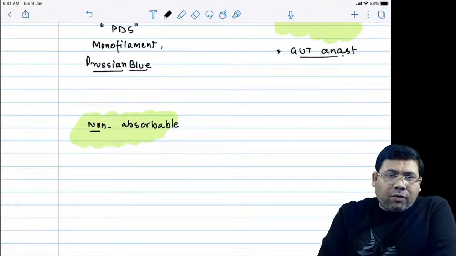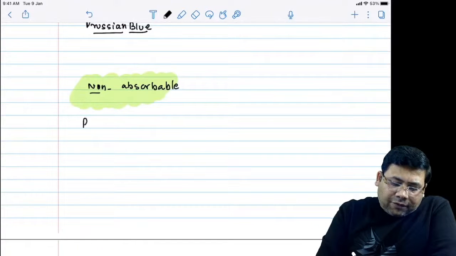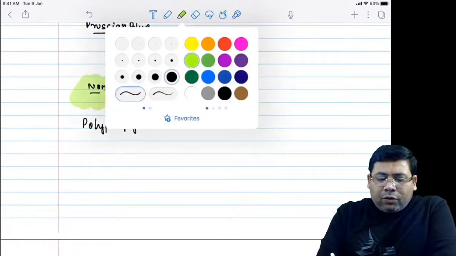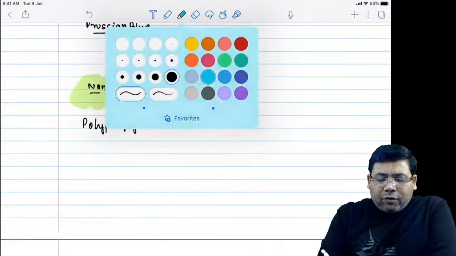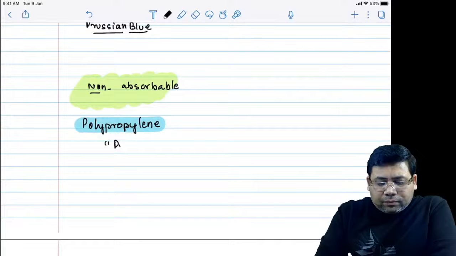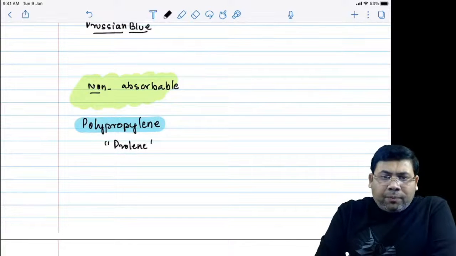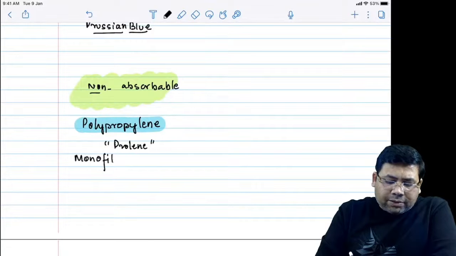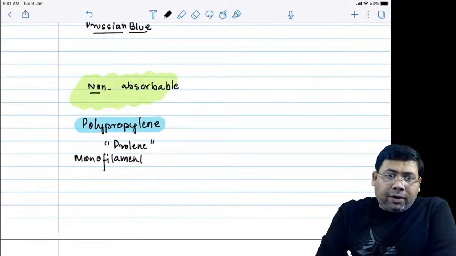Next we have one more suture category which is non-absorbable. Now when we talk about non-absorbable, the first that we have is polypropylene. What do we mean by this polypropylene? It is Prolene. Do you know Prolene is a monofilament suture? Point number one. It's a monofilament, non-absorbable, and it's a blue colored suture.